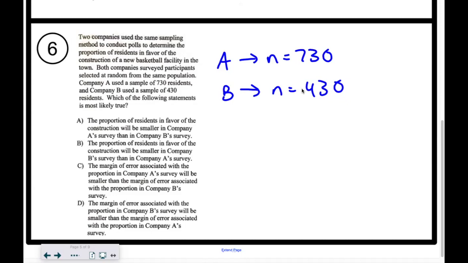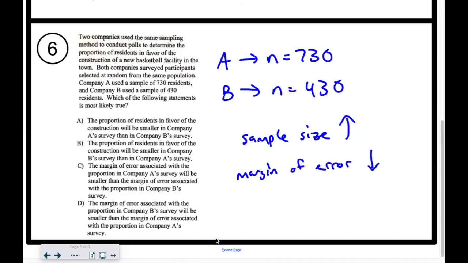But if you ask 600 people, right now your results feel much more likely than if you only ask like two or three people. All right. So when sample size goes up, margin of error goes down. All right, that's the whole point of this problem. So the proportion will be smaller.